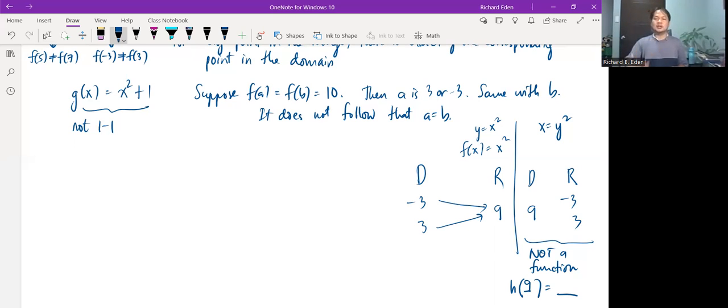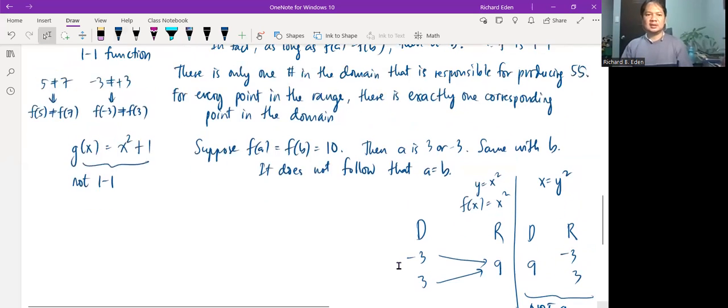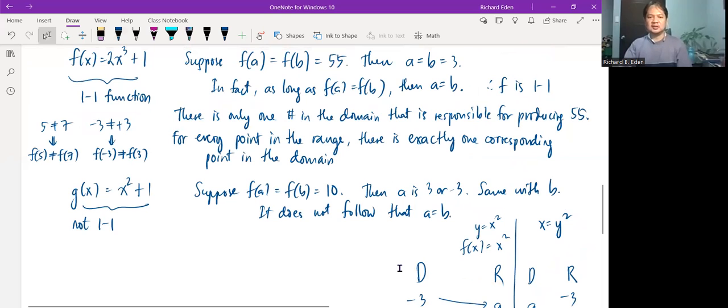Okay, we are going to talk about inverse functions. And so in the first place, they have to be functions, which means what is being described here is not gonna happen. Okay? Okay. So I was gonna say, ano nga ba yan? So g of x equal to x squared plus 1. Hold on, I should have used g here. G of a equals g of b equals 10. So it does not follow that a is equal to b.